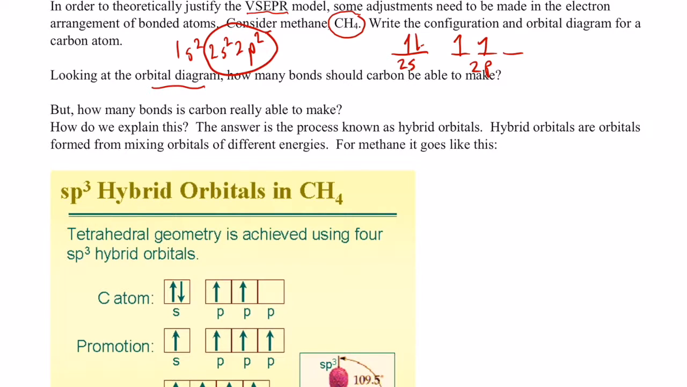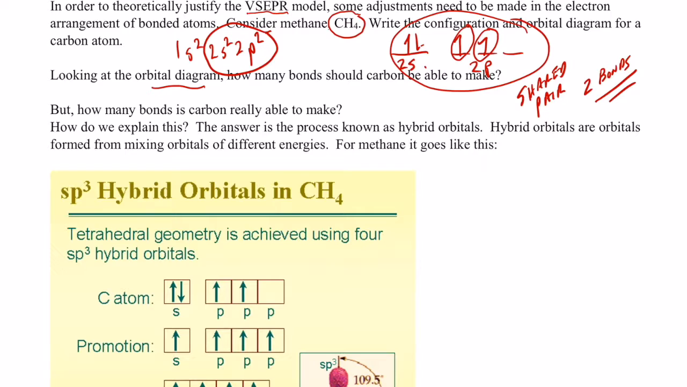Now, look at the orbital diagram here, this guy right there. How many bonds should carbon be able to make? Remember, a bond is a shared pair. So if carbon's going to share a pair, can it share one in the 2s? No. Could it share one there? Sure it could. That would be a shared pair if another electron came in and shared that orbital. And it could also share one right there. So we would think, well, maybe it could make 2 bonds, right? It could have 2 shared pair.